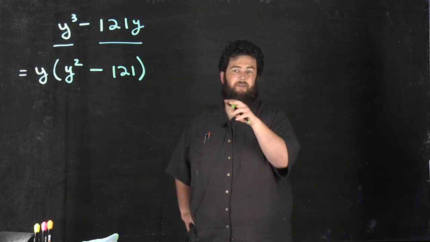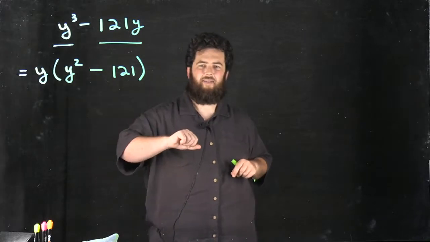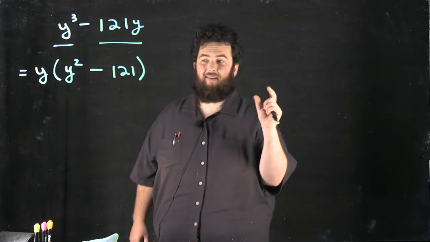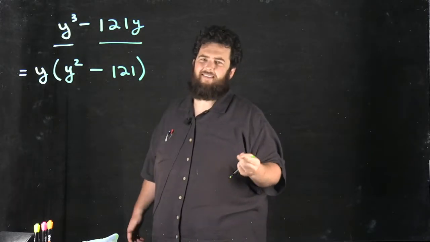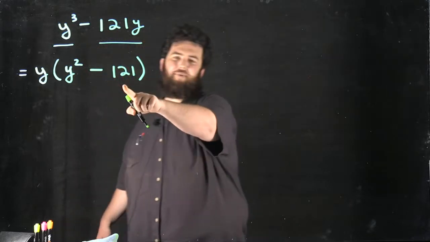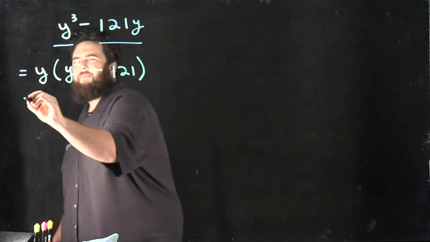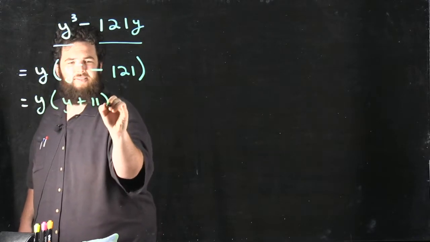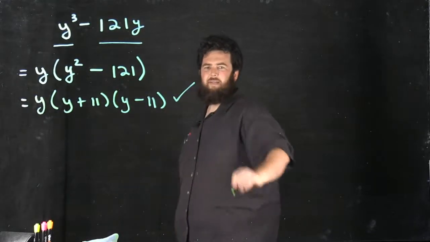Well, now we had a difference of two squares hiding in this expression, didn't we? So we were one step away from being able to say, ooh, I recognize a difference of two squares there. I know how to factor that. That's easy. Because we all know that the square root of 121 is 11, right? So y plus 11 times y minus 11, and we're done.